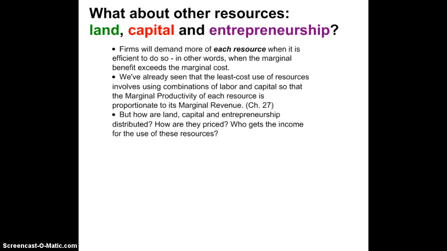So the remainder of the time this week, we focused on the markets for other resources and how other resources are allocated, primarily land, capital, and entrepreneurship. So firms will demand more of each resource as long as it's efficient to do so, when the marginal benefit exceeds the marginal cost. We have already looked a little bit at least cost use of resources, looking at the combinations, marginal product of labor divided by the price of labor, comparing that to the marginal product of capital divided by the price of capital. But we're going to look a little more into those issues today.